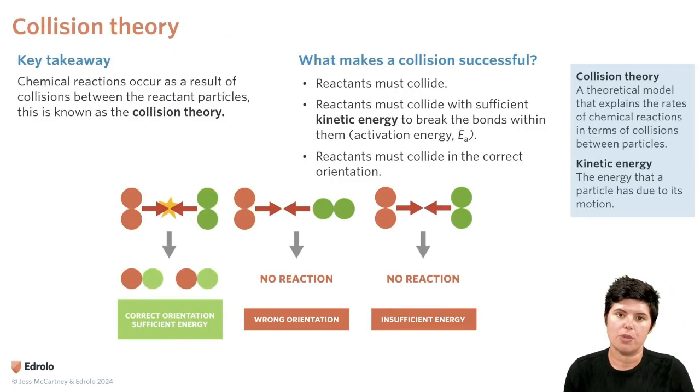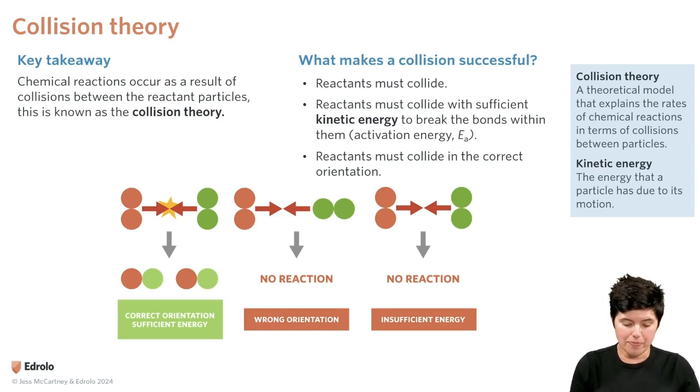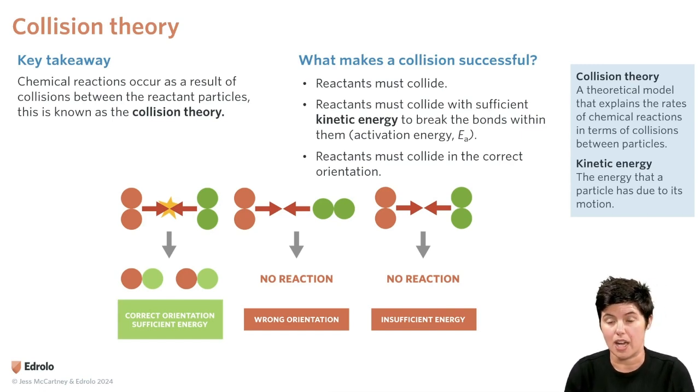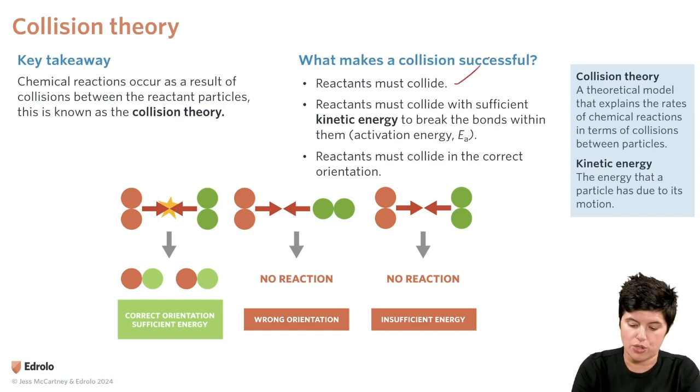So for a chemical reaction to proceed, certain things need to occur. If all three things don't occur, then the reaction will not proceed to its products. This is known as the collision theory. The three things are, firstly, that the reactants must collide. If they do not collide, they will not react. So that's the first thing that must occur.